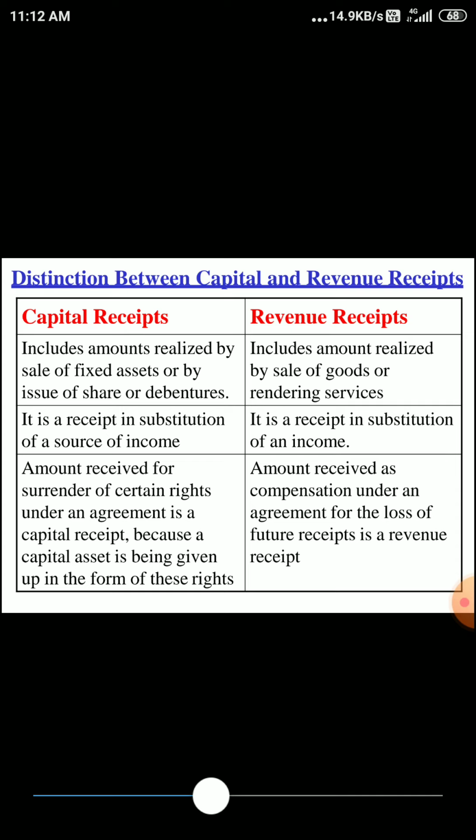Amount received for surrender of certain rights under an agreement is a capital receipt, because a capital receipt is being given up in the form of these rights. Amount received in compensation under the agreement for the loss of future receipts is a revenue receipt. Right? If you get any compensation for the loss of future outstanding receipts, those are revenue receipts. And if you surrender your rights of the future, if you give up your rights of the future, those are called capital receipts.